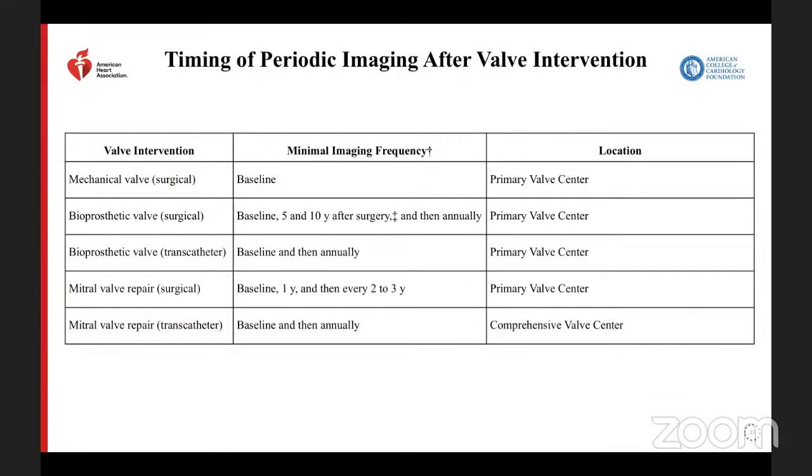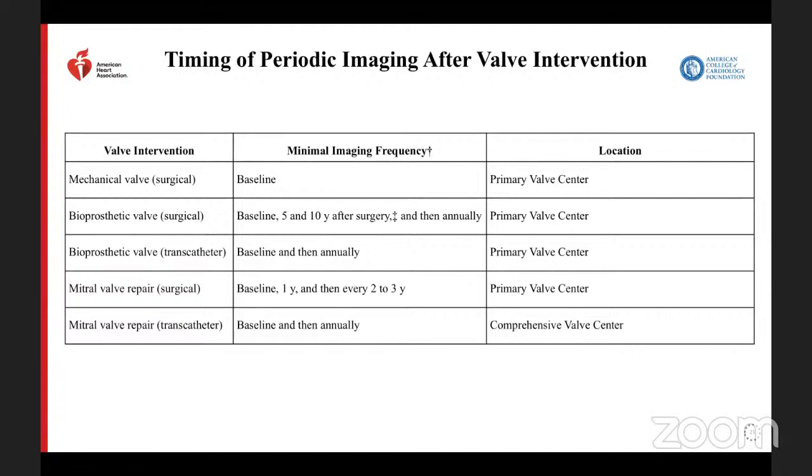For different valve interventions and minimal imaging frequencies, for example, mechanical valve, we should have a baseline echo at the primary valve center. Bioprosthetic valve, surgically, we should have a baseline echo 5 and 10 years after surgery, and then annually. And these numbers are subject to change if we have, for example, development of new signs or symptoms, younger age at the surgical implantation of the bioprosthetic valve, etc.